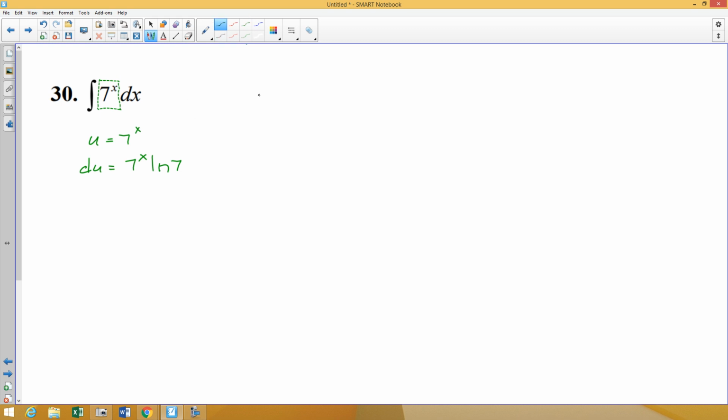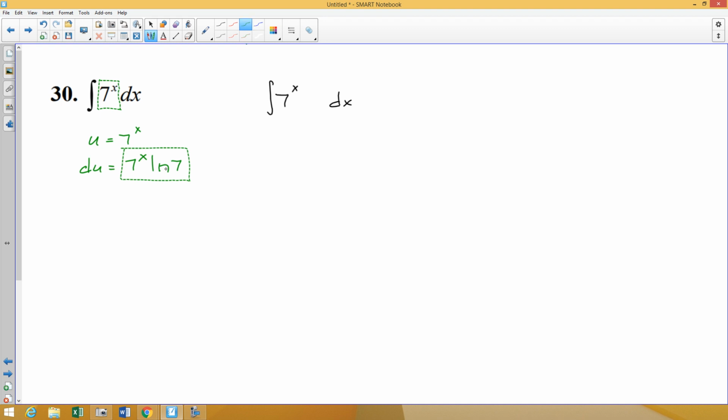So my original problem, which I'm going to rewrite and give myself a little bit of room here, is the integral of 7 to the x dx. I've told you many times the most important part of u substitution is you must find the du. If you don't see du, you have to start over. So in this case, I'm looking for 7 to the x, natural log 7. I must find 7 to the x, ln 7 in the problem. I have 7 to the x, I'm missing ln 7.